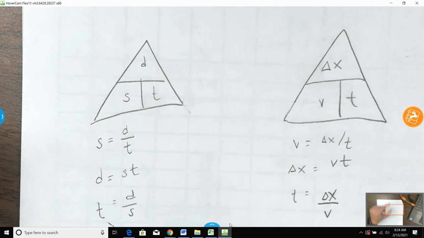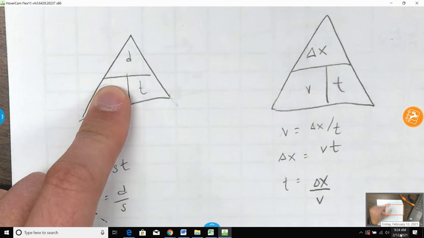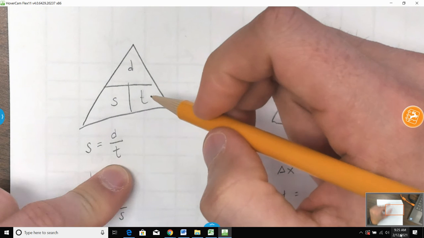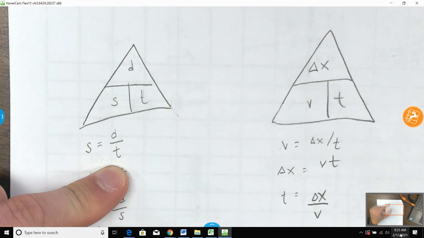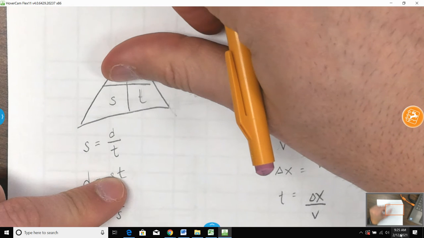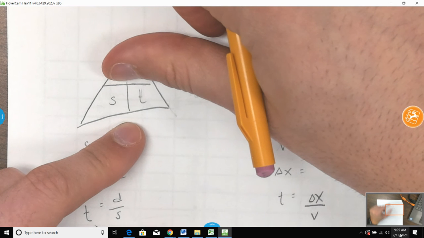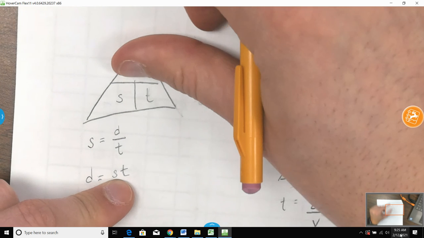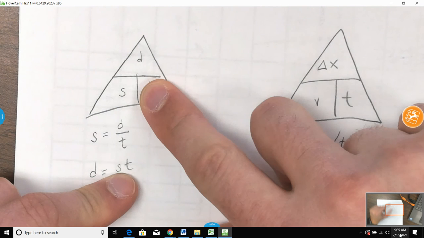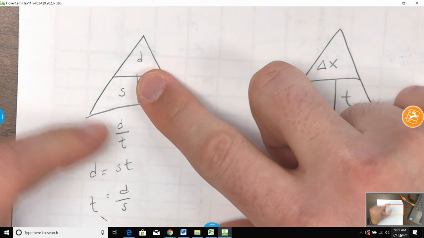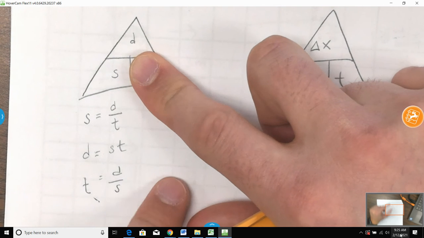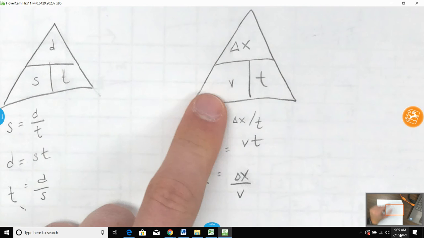How this works is you cover up the letter that you're looking for, and then it tells you what to do. So if I cover up S, it is D divided by T. So I wrote it out. If I ask you to solve for the distance, if they're next to each other, you're going to multiply. So distance is speed times time. Then we were looking for time. So we're going to take the distance traveled divided by our speed. D over S.